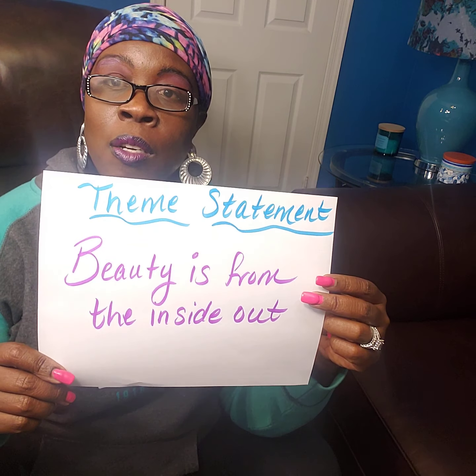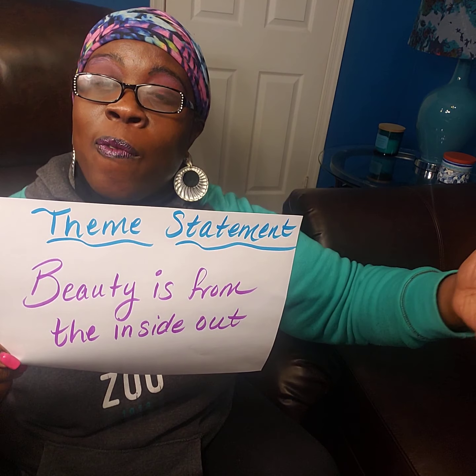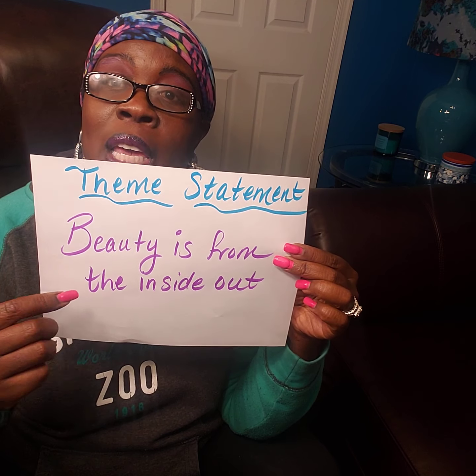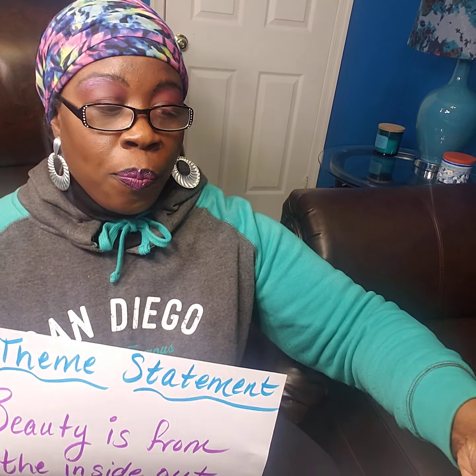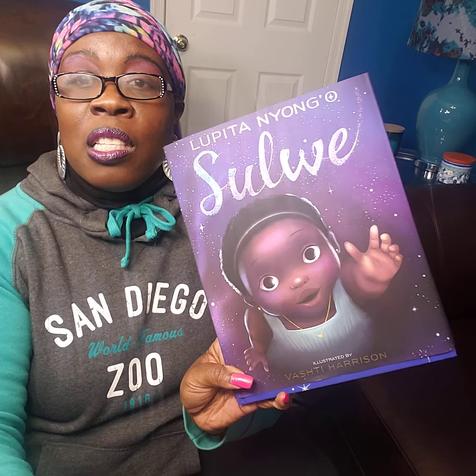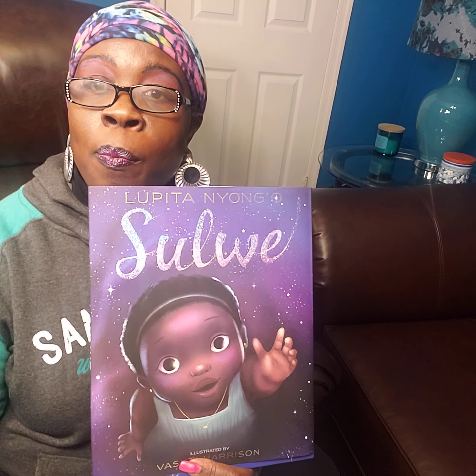And so when we think about what is the theme of this book and what is the theme statement, all we do is repeat that phrase, and we take out, of course, the author's message is, or the author's lesson is, and we just give the statement that would follow that. So we said the author's lesson is beauty is from the inside out. So our theme statement is beauty is from the inside out. And that is the theme of the book Sulwe by Lupita Nyong'o. That is the central idea of this book, the main message that the author is conveying to us as readers.